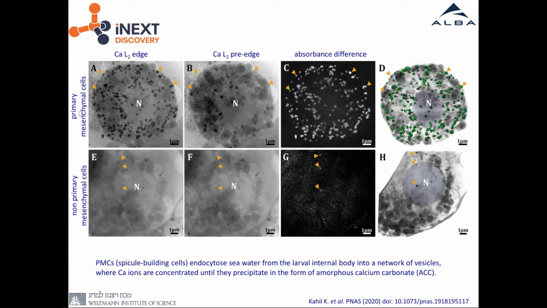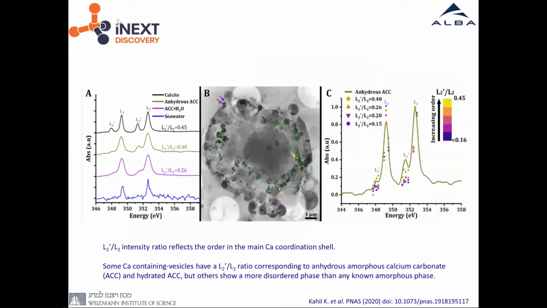These are primary mesenchymal cells, which are the ones that are taking seawater by endocytosis and concentrating the calcium in a network of vesicles. And so by studying each of these vesicle particles, you can know which is the chemical species that you have, which is the calcium species.